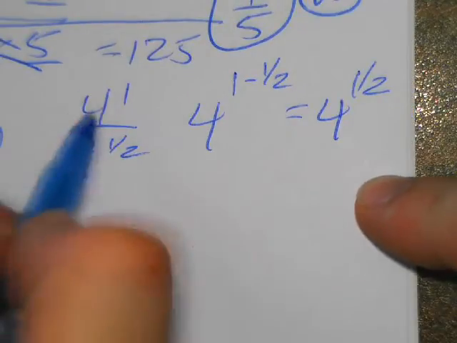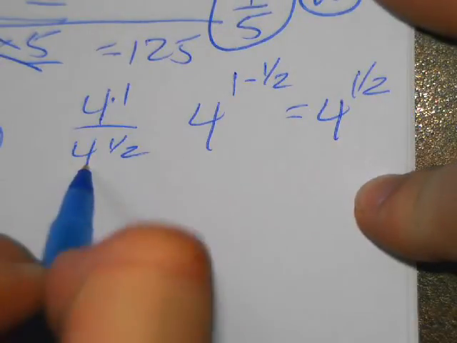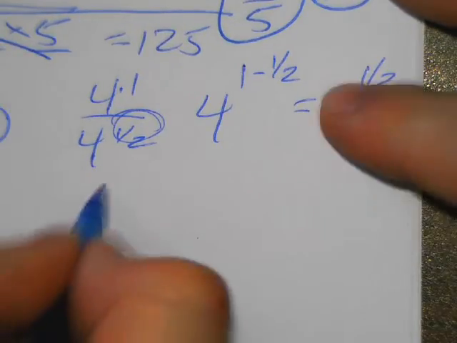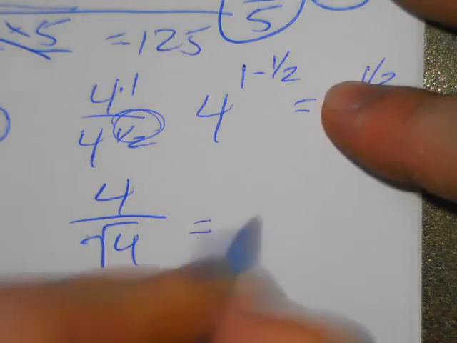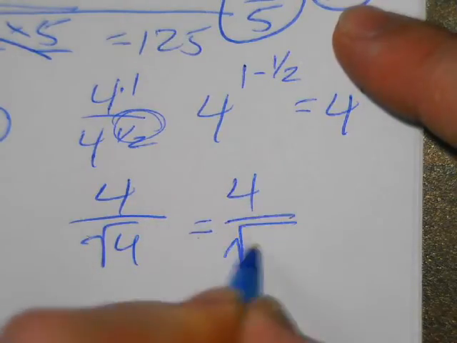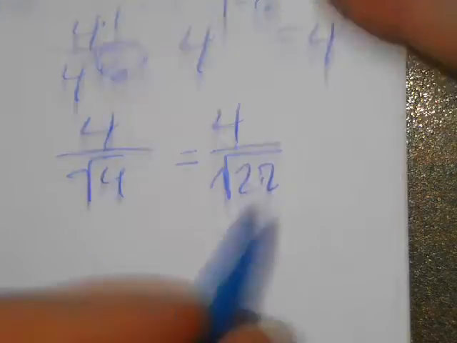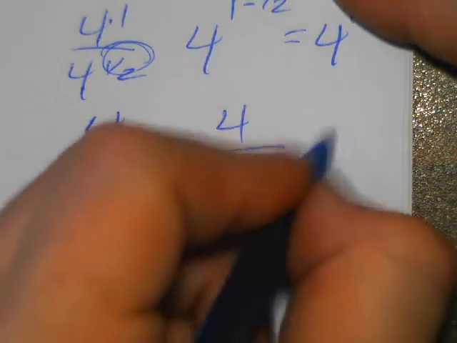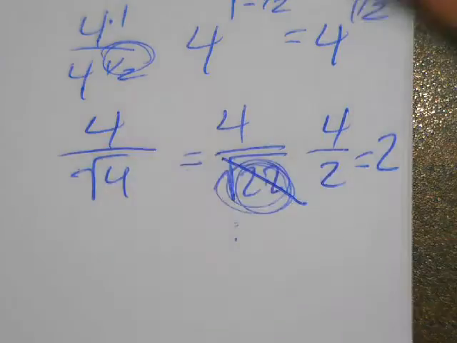The other way to do this is say that this is 4 and this is the square root of 4, right? Because it's 4 to the 1/2. So 4 divided by the square root of 4 is just 4 divided by the square root of 2 times 2. Because I have a match here, that means that this factor is just 2, and 4 divided by 2 is 2.